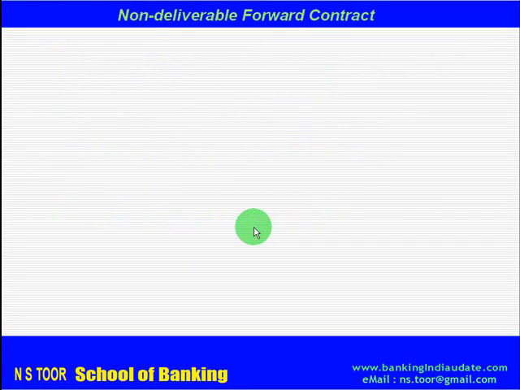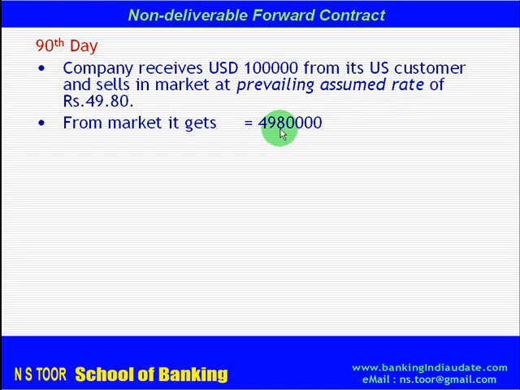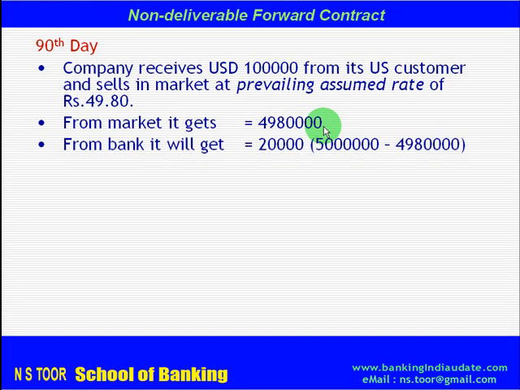Now let us see what will happen on the 90th day. The company receives US dollar 1 lakh from its US customer and sells it in the market at a prevailing assumed rate of 49.80. So from the market it gets 49.80 lakh. But the bank had promised 50 lakh, so it will get 20,000 rupees from the bank. How is it calculated? It is the difference between the 50 lakh which the bank had promised and the 49.80 which the company is getting from the sale of the currency.